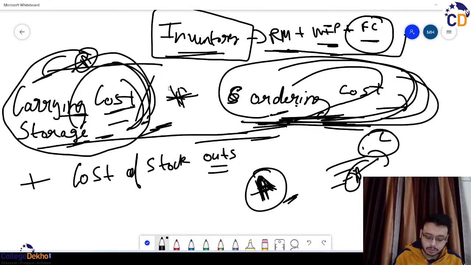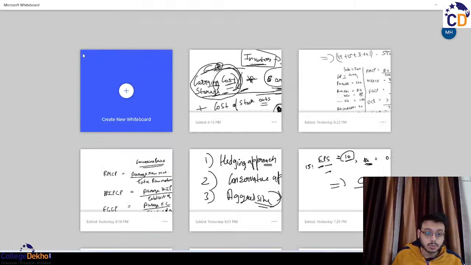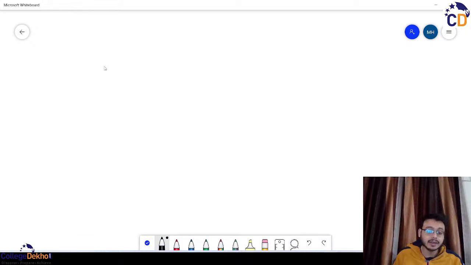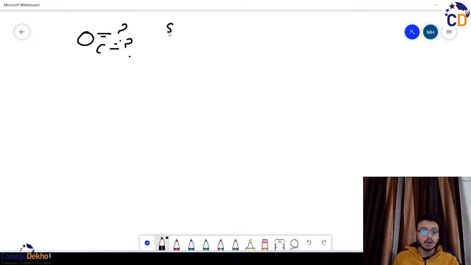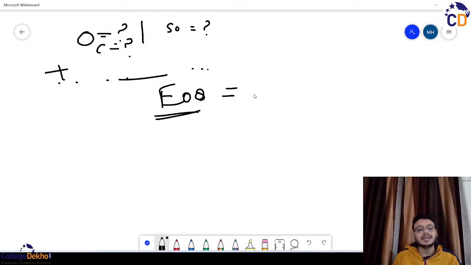See, when we talk about this thing, there is one prominent model. Okay, see, ideally, if in the question they mention that the ordering cost has been given as something, the carrying cost has been given as something, or the stockout cost has been given as something, and you must calculate the total inventory cost, then you would add all three and get the answer. But the most important model that we use here is your EOQ model.